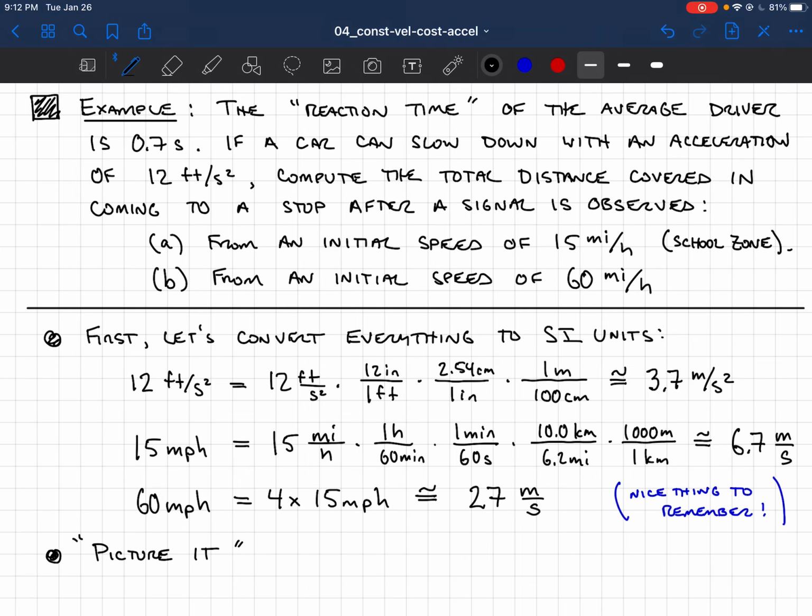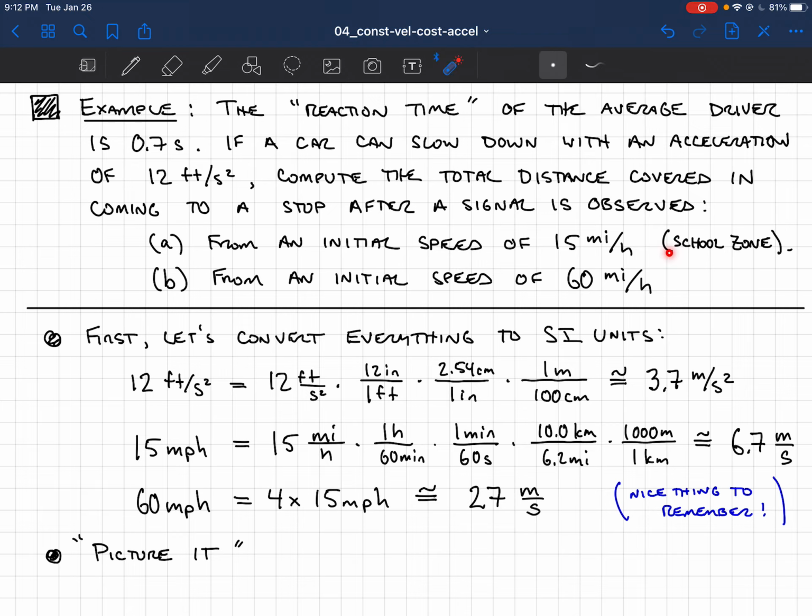Okay, let's try another example. The reaction time of the average driver is a little bit less than a second, 7/10 of a second. If a car can slow down with an acceleration of 12 feet per second squared, then compute the total distance covered in coming to a stop after some signal is observed. So the idea is to figure out how far it takes to stop, given two different initial speeds.